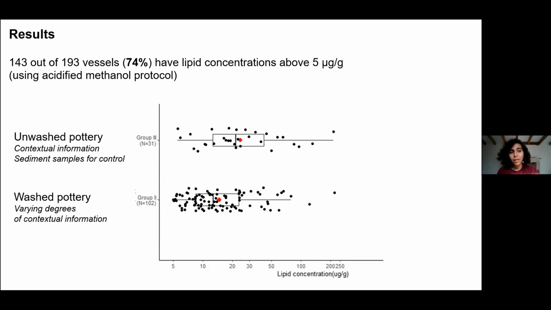But interestingly, when I compared pottery that had been washed and was lying in plastic bags for many years and had varying degrees of contextual information associated with it, the lipid preservation was not so different to that of unwashed pottery, the pottery I collected myself from the field, and from which I had very good contextual information. So this might suggest that washing of the pottery doesn't actually affect the lipid concentration as much, and the lipids had already degraded significantly, and it wasn't post-excavation that caused lipid loss.